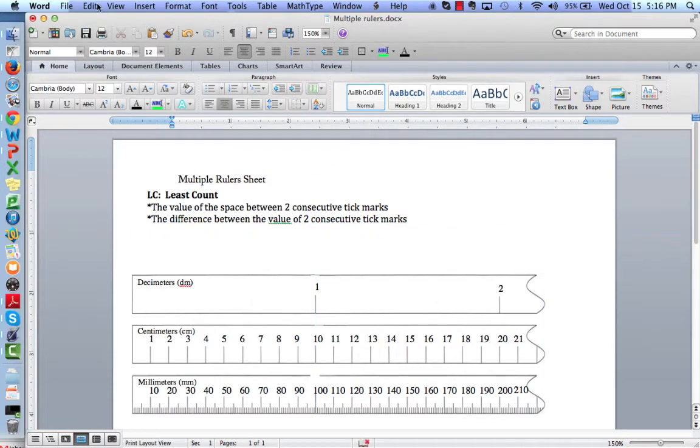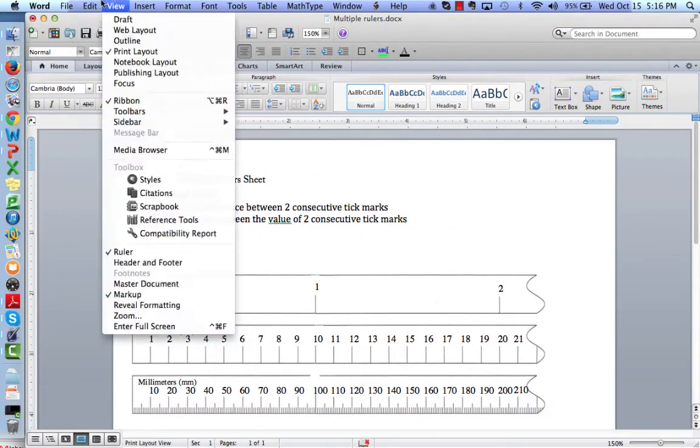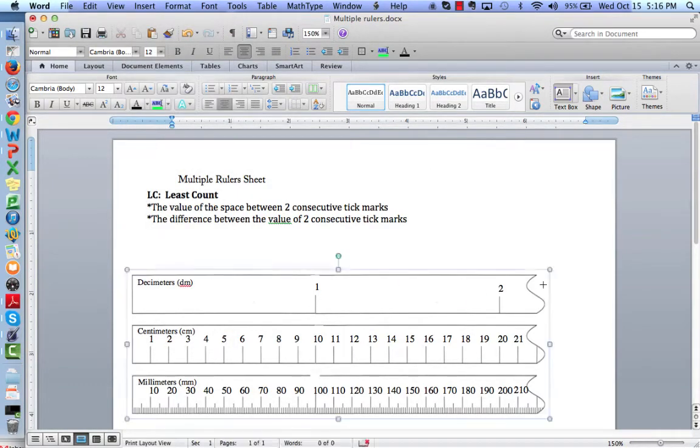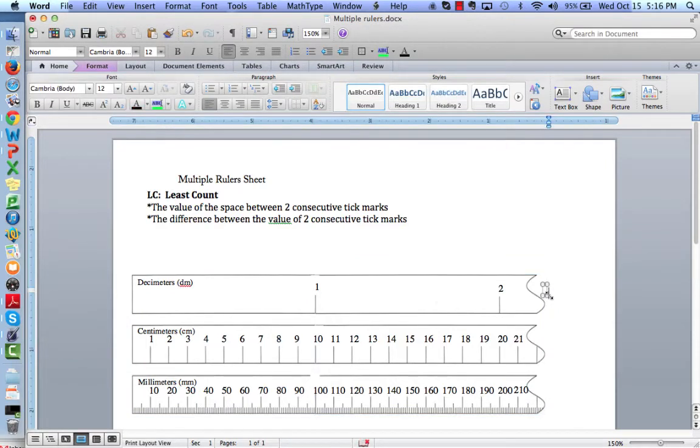So here's how we can write this. Least count equals 1 decimeter. Okay, that's how we would write it. So we don't have to write out the word least count. And make sure you have the units on there because that's important.